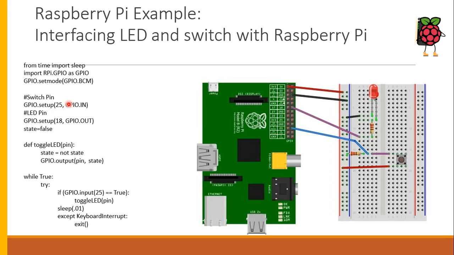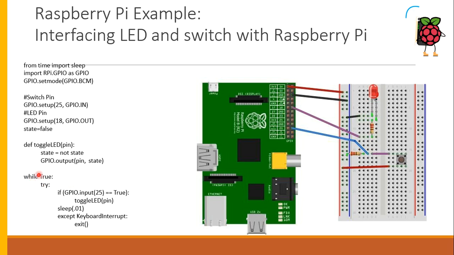With the button, when you push the button, the LED should be on. Once again, if you push the button, the LED should be off. This is a push button I am going to use here. Then 18 is used for the LED, which is the output device. Initially the state is False, meaning initially the LED is not blinking. Then I write a function, def toggle_led(pin). If state is equal to not state, then GPIO.output(pin, state).